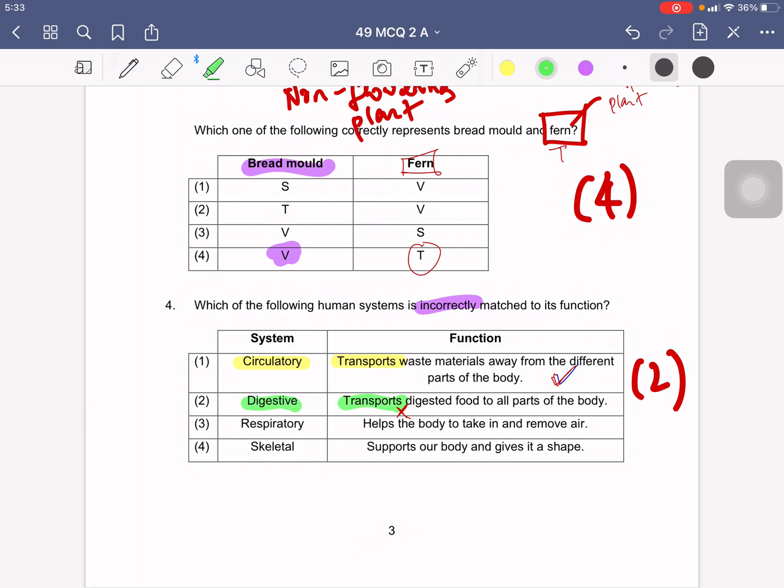But let's read on. Respiratory system helps the body to take in and remove air. That's correct. And skeletal system supports and gives the body shape. It's correct. I always remember this skeletal system starting with the letter S: they support the body and give the body a shape. So the answer will be 2 because it's the only one that's wrong.